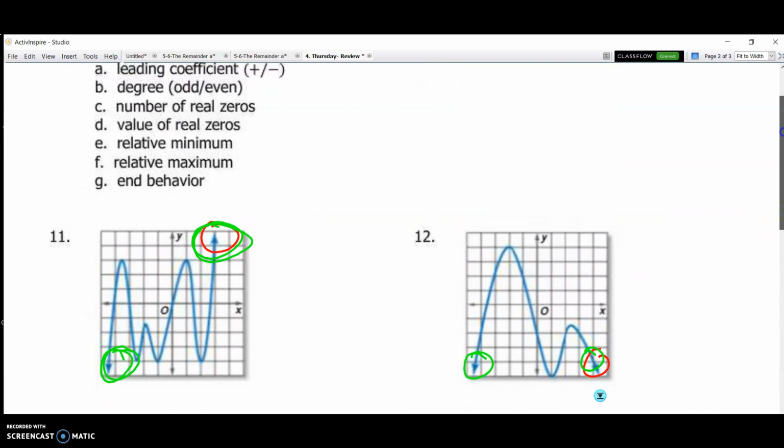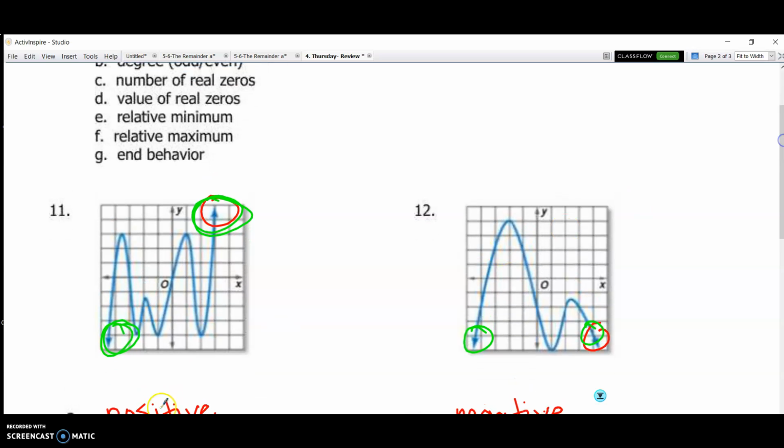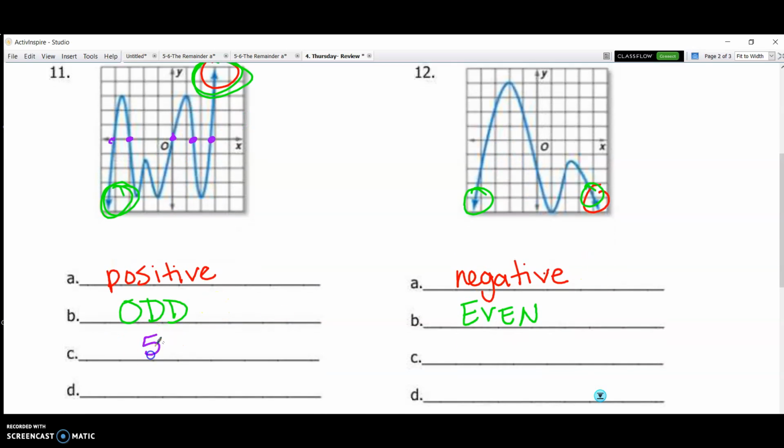Okay. Number of real zeros, just count how many times it crosses the x-axis. Once, twice, 3, 4, and 5. This one crosses 1, 2.